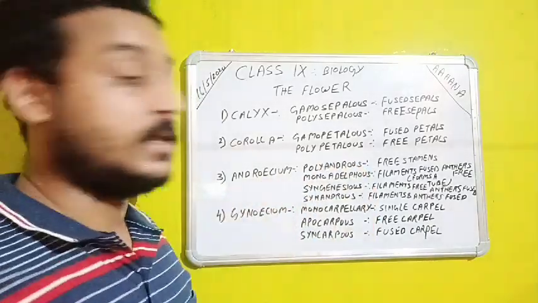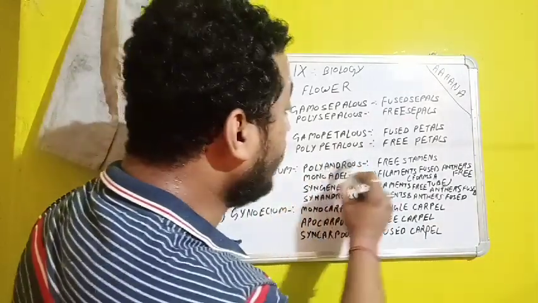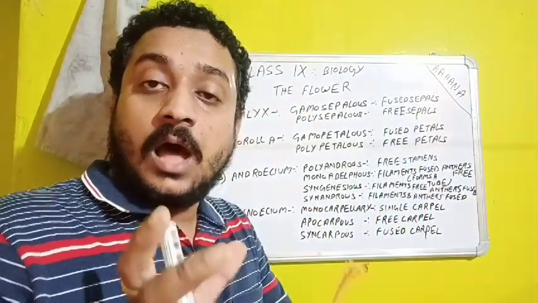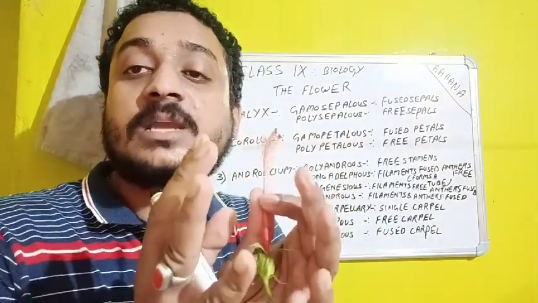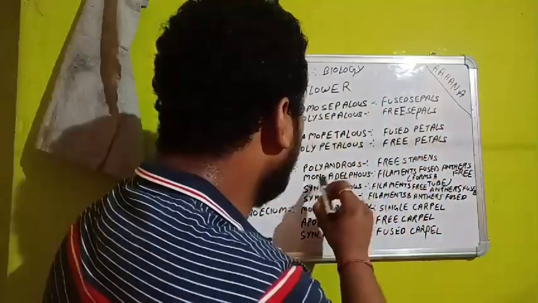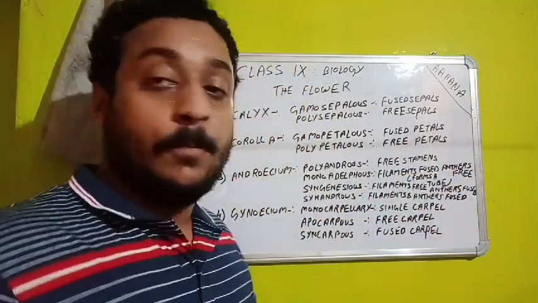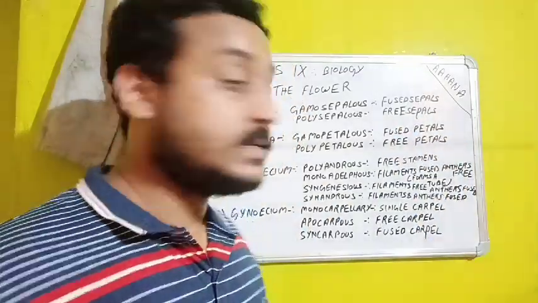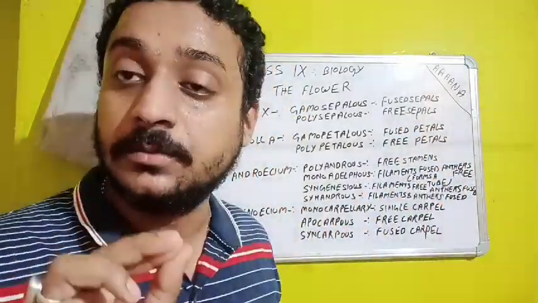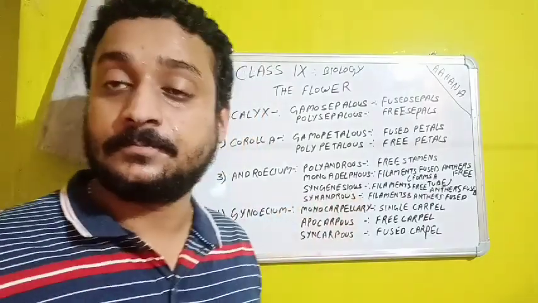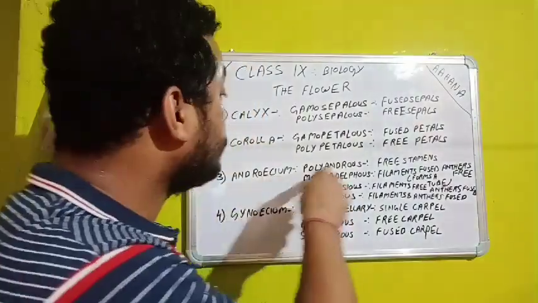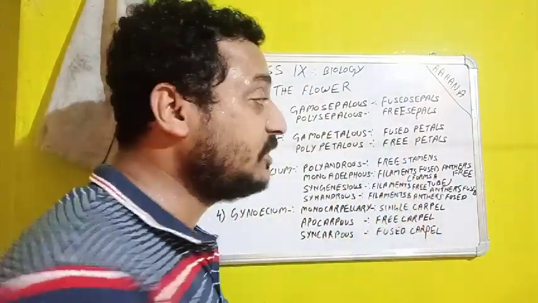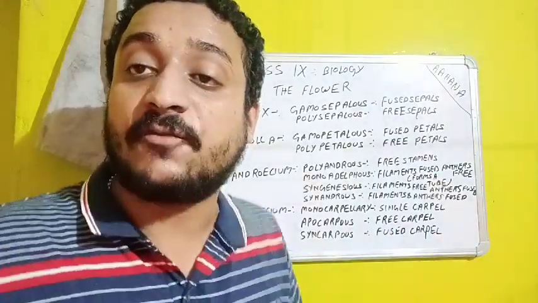Now there are conditions. What conditions? When it is polyandrous, free stamens will be there. When the stamens are polyandrous, it means stamens are free. When there is a condition of monoadelphous, filaments are fused but anthers are free. Means filaments will fuse to form a tube and anthers will be free. So the first condition was polyandrous where the stamens are free. The next condition is monoadelphous where the filaments are fused but the anthers are free.